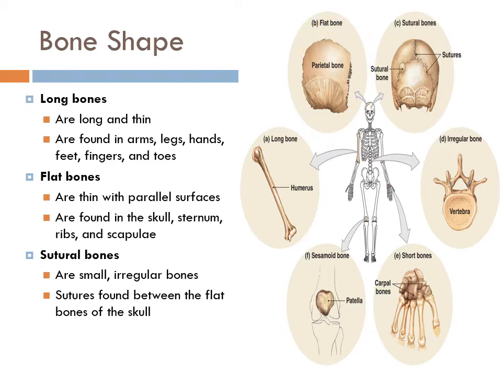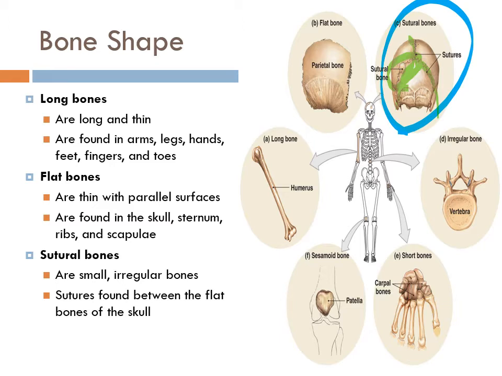Sutural bones found here are little tiny bones that are found in the sutures of the skull. So the sutures are formed where two different flat bones that make up the skull come together. So on this picture you can see a suture here, and then a suture there, and a suture here. And this little bone right there that's within that suture is called a sutural bone.